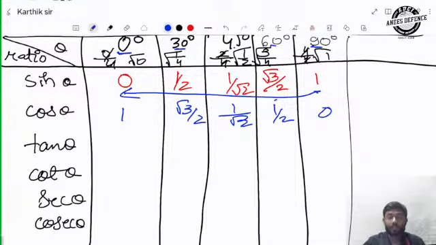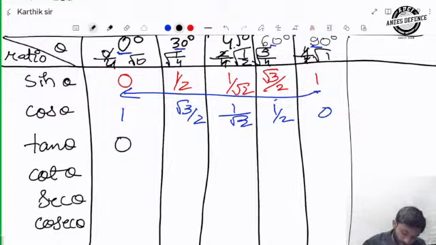And next, the value of tan. How to find out the value of tan? It is again the identity that was taught: tan theta is sine theta upon cos theta. So tan 0 will be sine 0 upon cos 0, so 0 upon 1. Okay? 0 upon 1 would be 0. If there is any number in the denominator and 0 in the numerator, the value is 0.